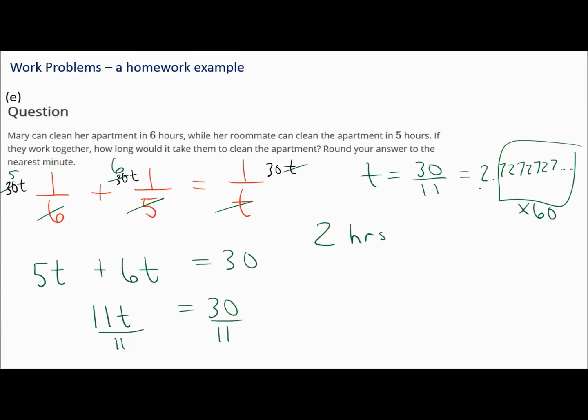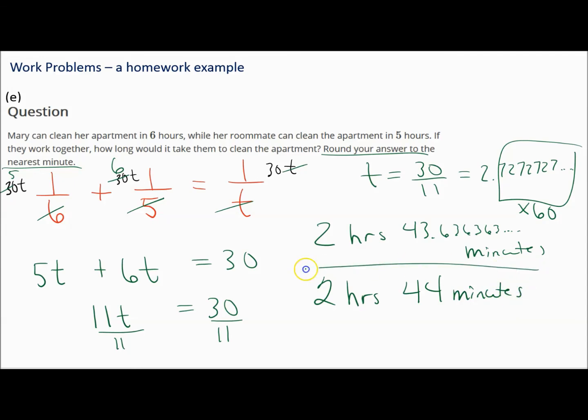So 0.72727272 times 60 gives me 43.636363, and that keeps going minutes. Now careful, remember the problem said round your answer to the nearest minute. So if I round that to the nearest minute, now I'm going to have 2 hours and 44 minutes.